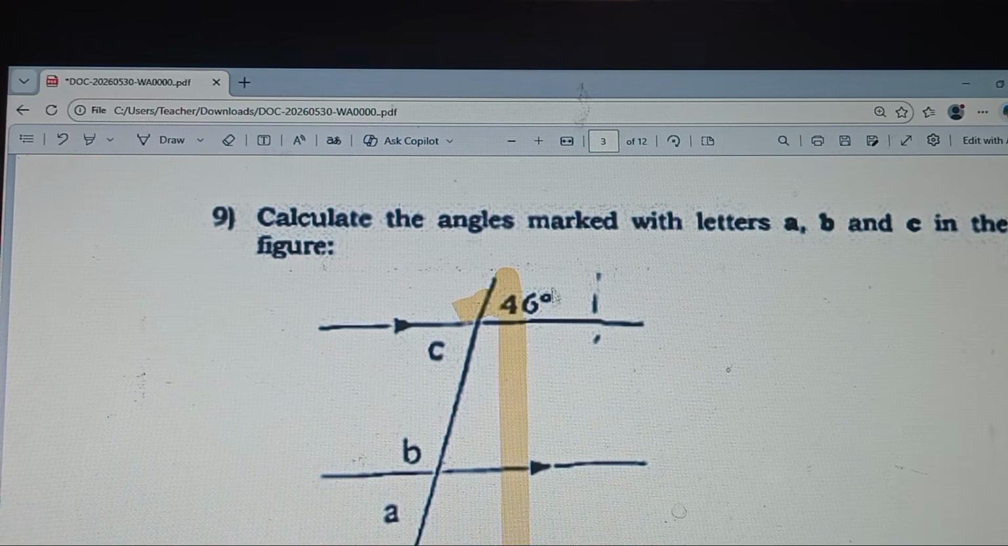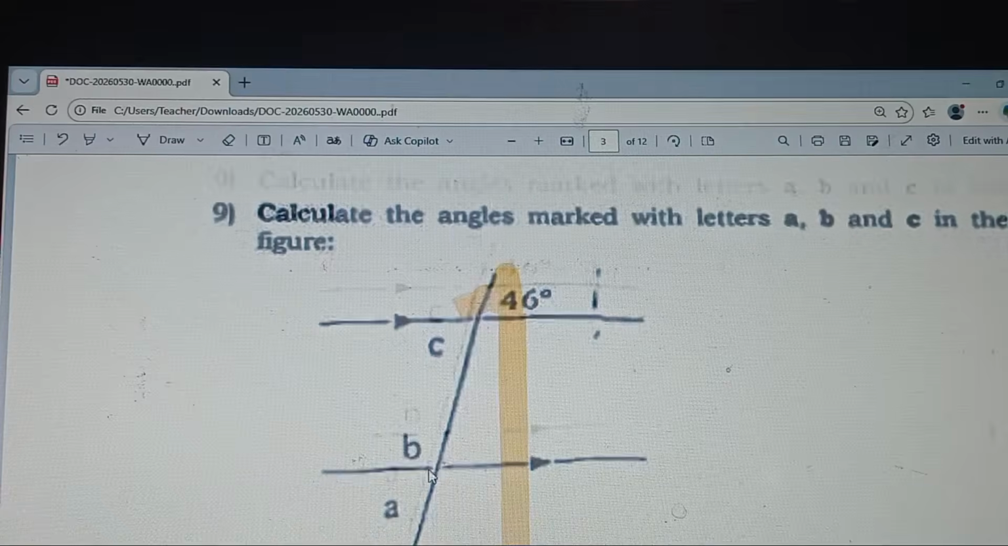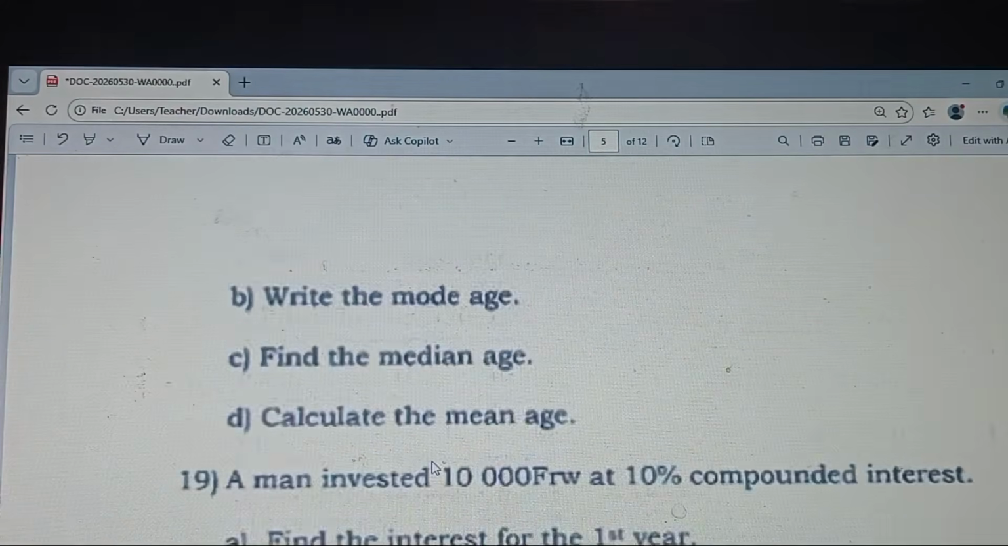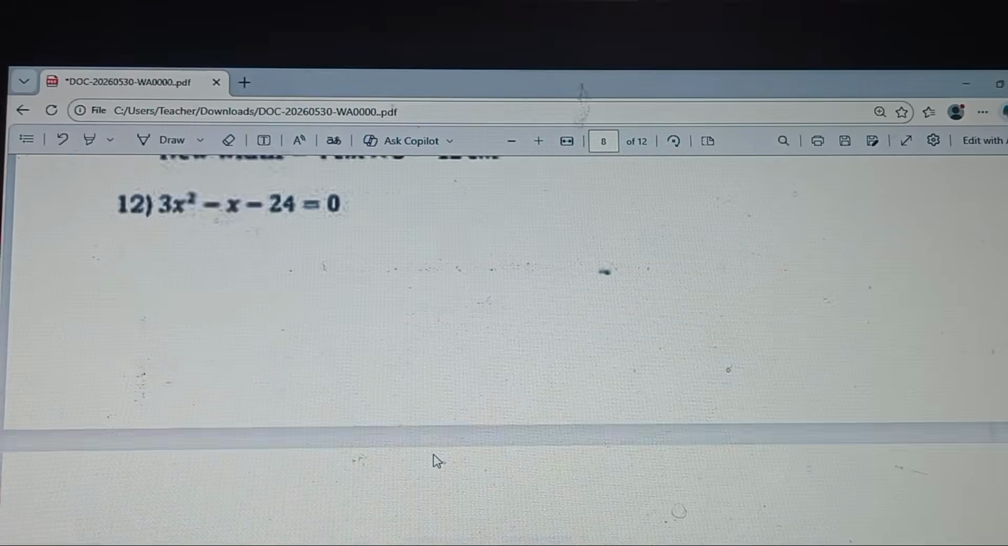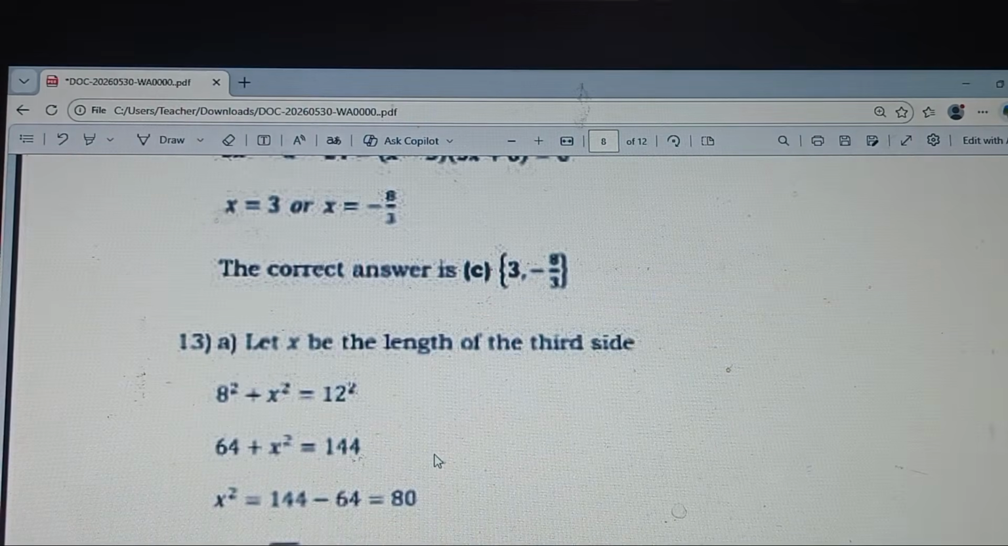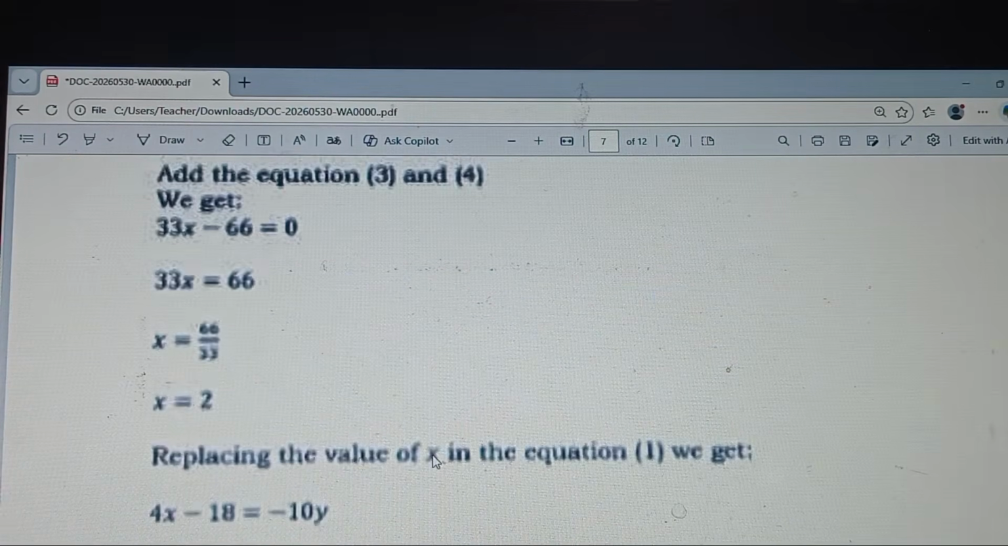When you take 180 minus 46, you get 134. The value of the angle is 134. Yes, it is not difficult. Please, if you have any suggestion, please type in the comments.